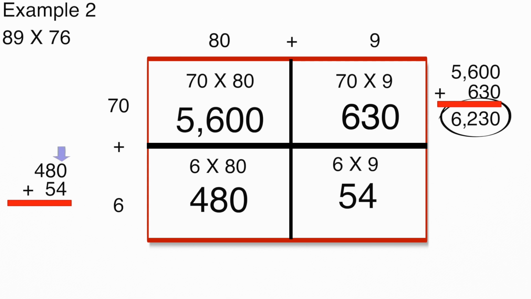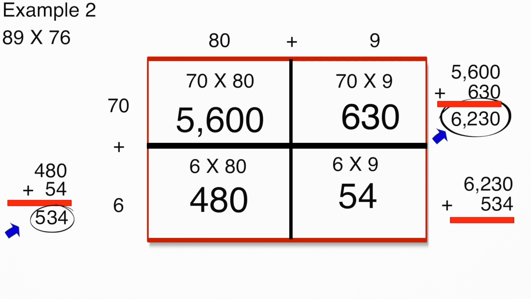0 plus 4 is 4. 8 plus 5 is 13, so I have my 3 here and my 1 here. Now I have 4 plus 1, which is 5. My answer is 534. But I need to remember to add my 2 products.